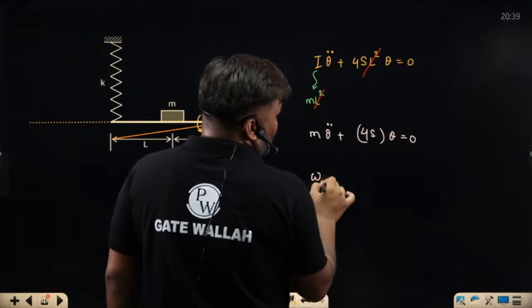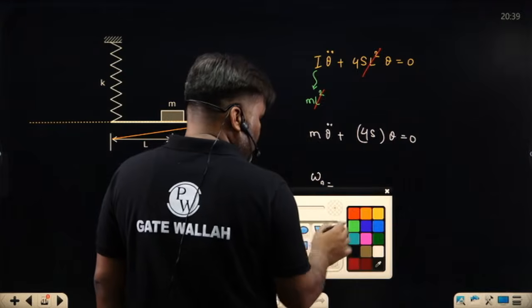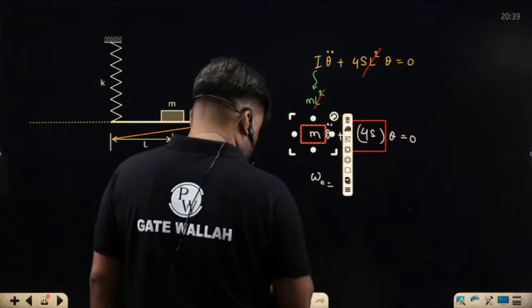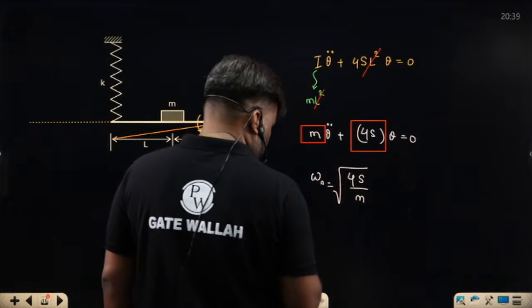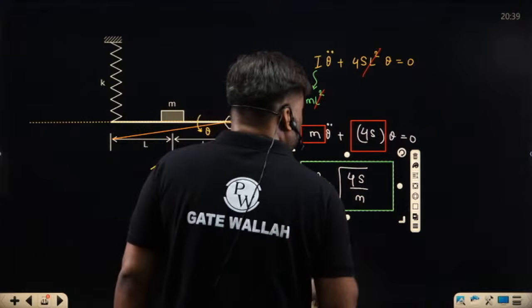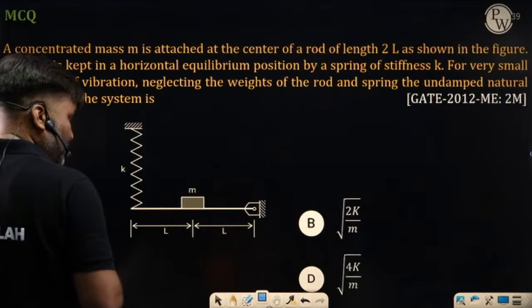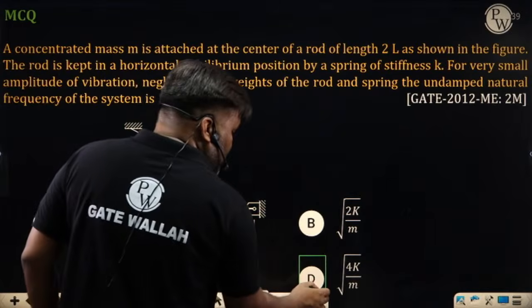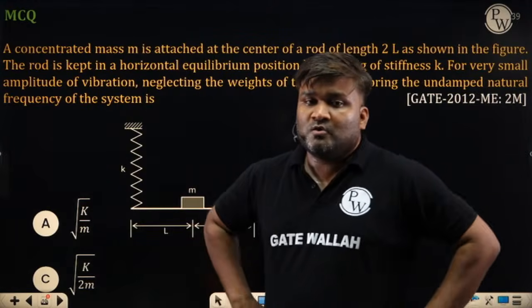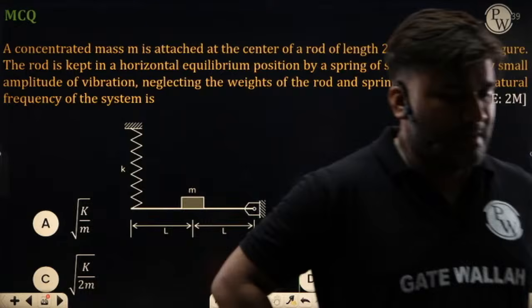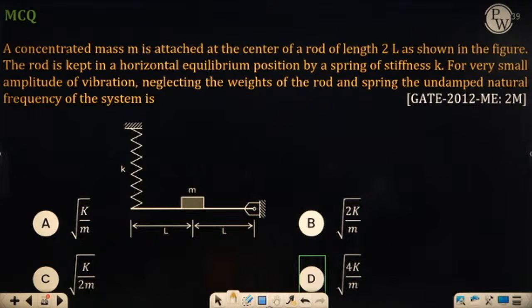So omega n value is under root this divided by this, under root 4S divided by mass m. Can I write this? Under root 4S by m. Option D is correct. Anyone who has got the same answer? Torque method, how I have applied. I hope this is clear to everyone.